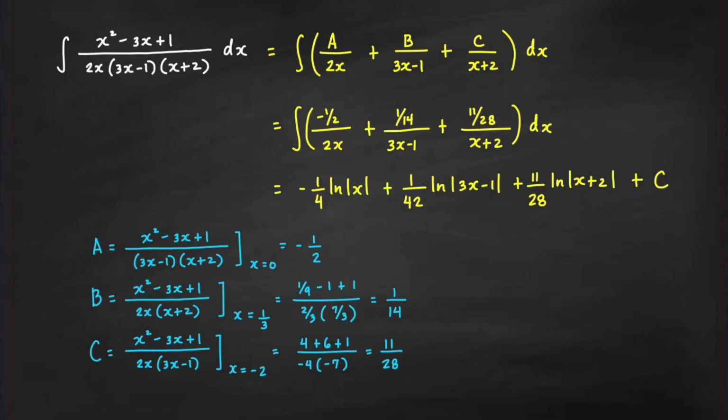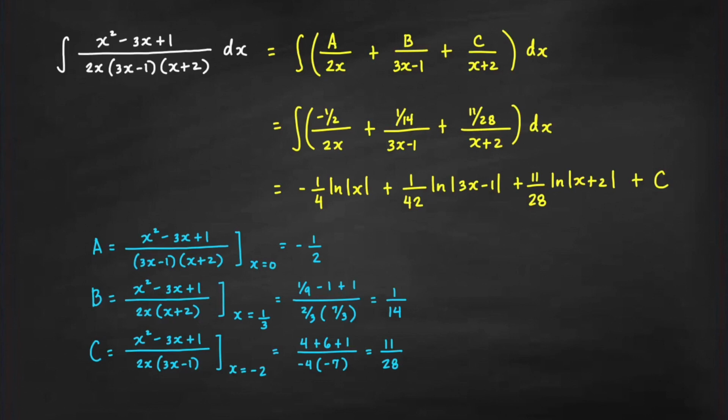And then for this c here, to find this c using cover-up technique, we cover the x plus 2 in our integrand, we'll get here this expression, and we plug in the x value that will make this 0, so that is x equals negative 2. We'll get 4 plus 6 plus 1 all over 2 times negative 2, so that is negative 4 times negative 7. We'll get 11 over 28. So now, if we have this a, b, c here, we can easily find the integral of this.